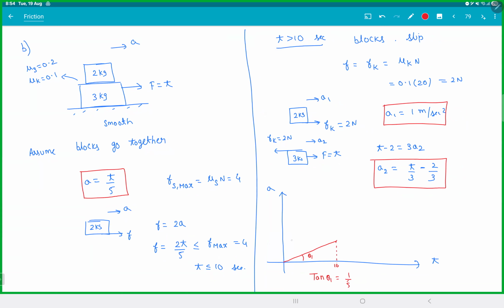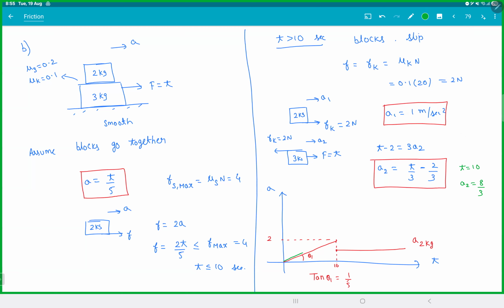Now see, something happens. At 10 seconds, technically, this value must have been 2. But after 10 seconds, the graph will suddenly drop. And the graph starts from here. It becomes a discontinuous graph. This will be the acceleration of the 2 kg block. And look at this value here. A2, if you keep t is equal to 10 here, you'll get 10 minus 2. This actually becomes, at t is equal to 10, a2 is 8 by 3, which is 2.66.